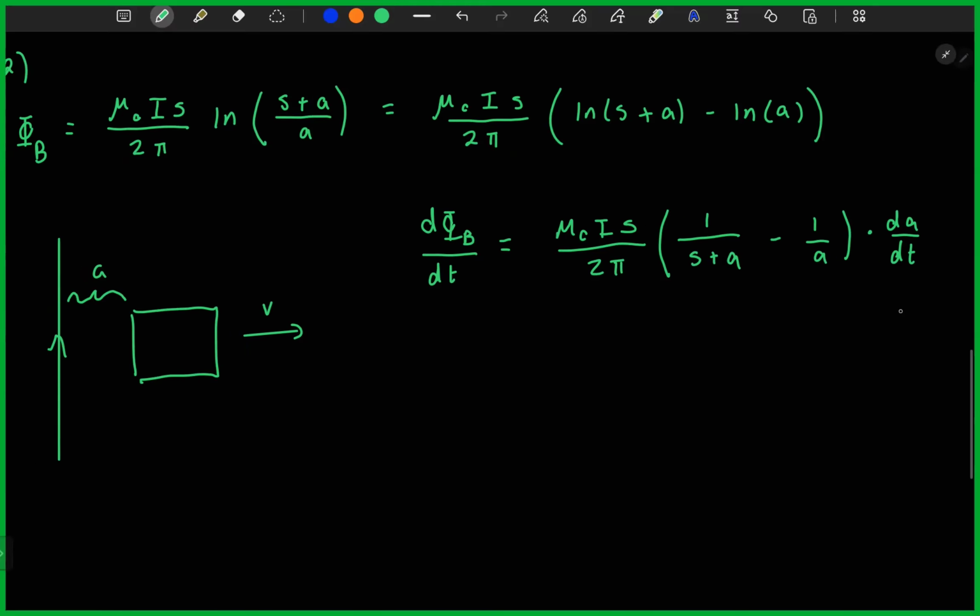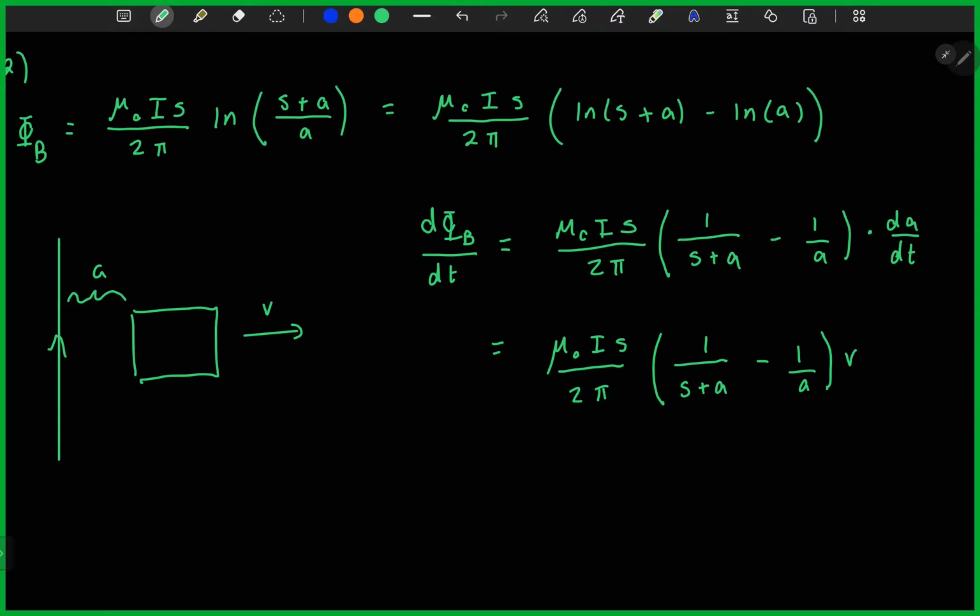And lastly, what we realize is that dA by dt, the rate at which our distance from our wire is changing, is simply v. So we're left with mu naught I over 2 pi times (1 over (s plus a) minus 1 over a) times v.